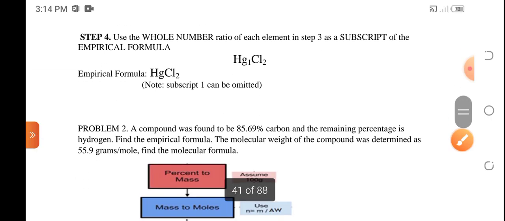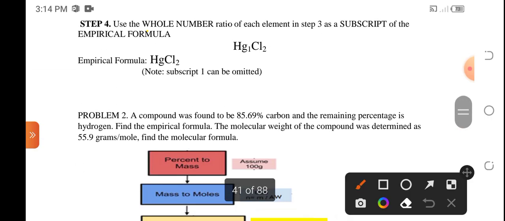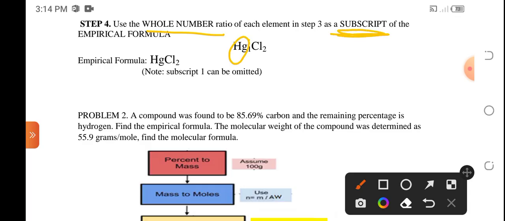And then using that ratio, sabi natin sa step 4, that whole number ratio will then be used as a subscript. So kanina, Hg is 1 and Cl2 is, chlorine is 2. So therefore, that would be the subscript for each individual element. Okay? So, but since ang ating rule ay kung ang subscript ay 1, if the subscript is just 1, it could be omitted. Therefore, our empirical formula is HgCl2 only. Okay?